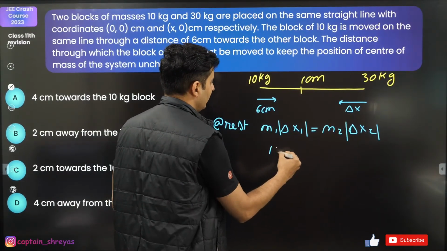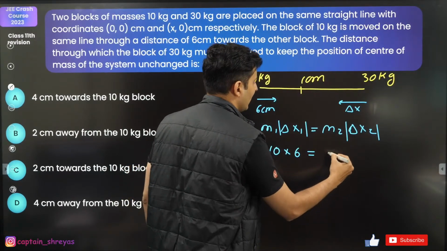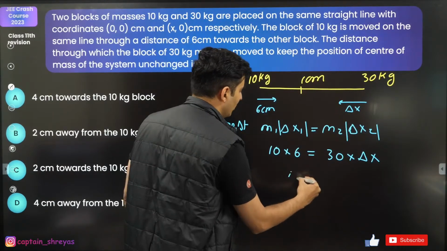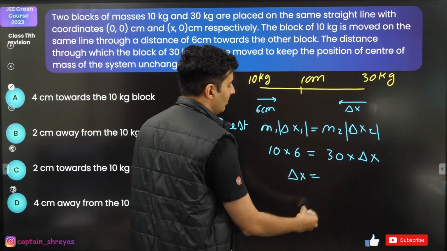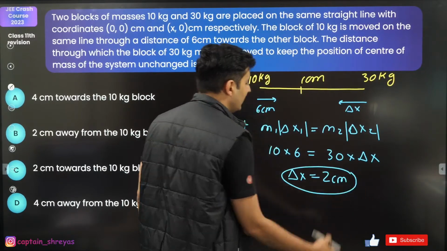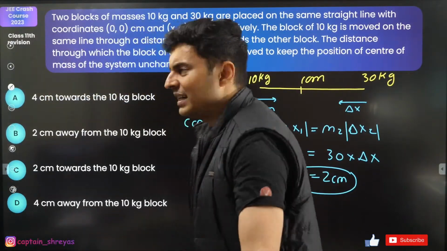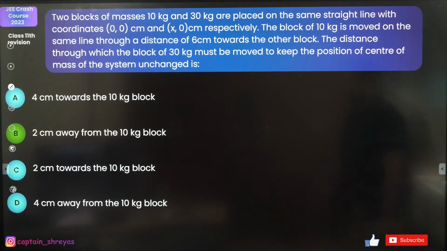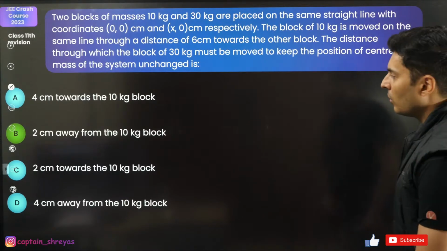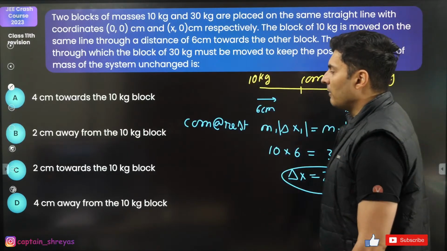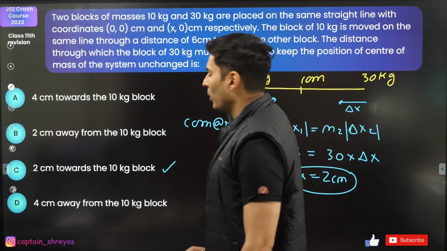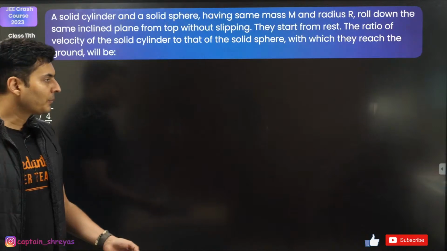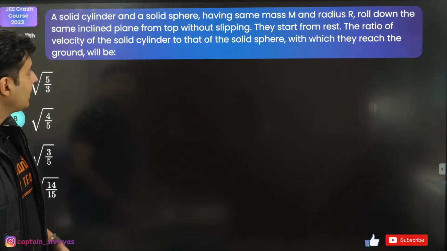So mass 1 is 10, delta x is 6, mass 2 is 30, delta x I don't know for the other one. So this is going to be nothing but 60 divided by 30, which is basically 2 centimeters. So move it by 2 centimeters towards the 10 kg block. Yes, towards the 10 kg block. No, it's not away, guys. I think by mistake the away option is marked. So it is towards the block, not away. I will correct that option. Don't worry. Moving on to the next question coming up on your screen.